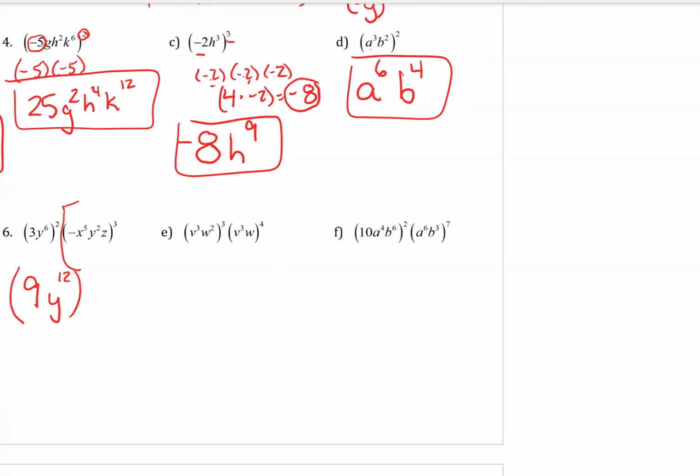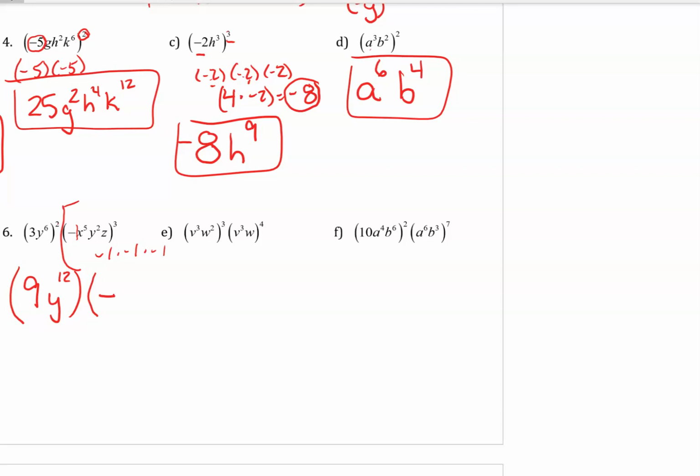Second part of the problem. We have a negative. What does that negative really mean? It means negative 1. Negative 1 cubed is negative 1 times negative 1 times negative 1. Negative 1 times negative 1, negative times a negative is a positive, so we get positive 1. Times another negative 1 becomes negative 1, or just the negative sign.